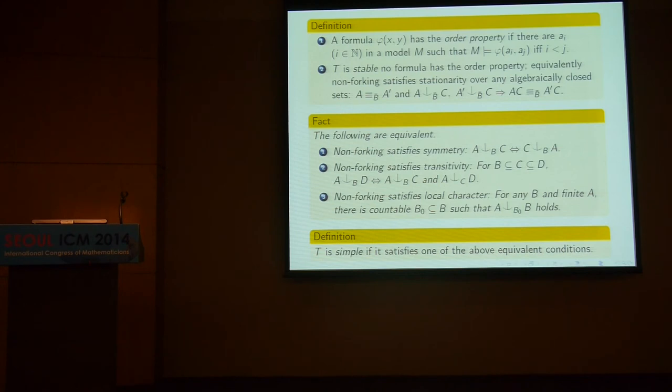And this fact is something I proved in my thesis and afterward. So non-forking satisfies symmetry, transitivity, and local character. So for any set B and finite A, there is some base set such that this holds. More precisely, the size is actually less than or equal to the size of the language. Okay, so if you take simple theories, then simple theories automatically have non-forking satisfying symmetry, independence, transitivity, and local character.